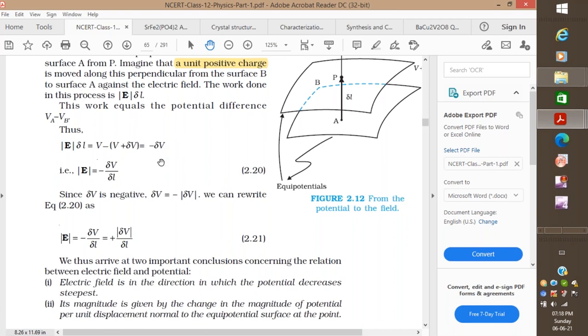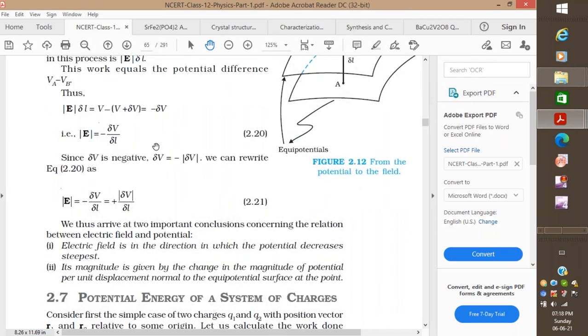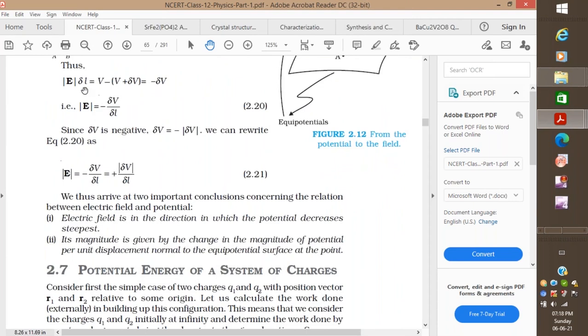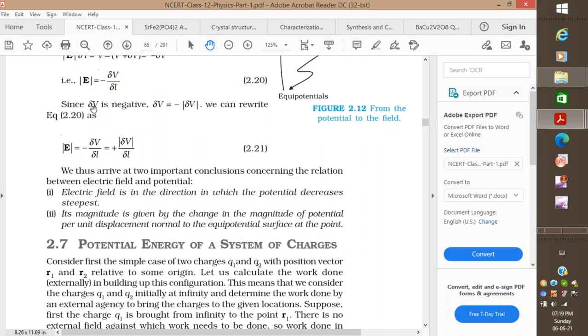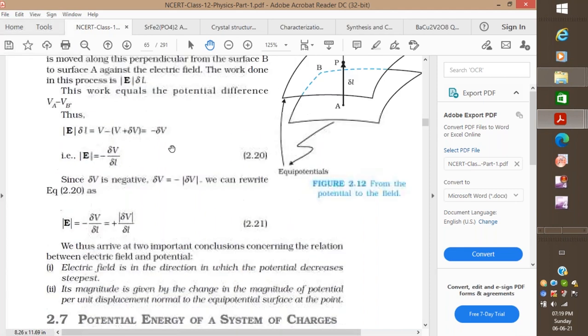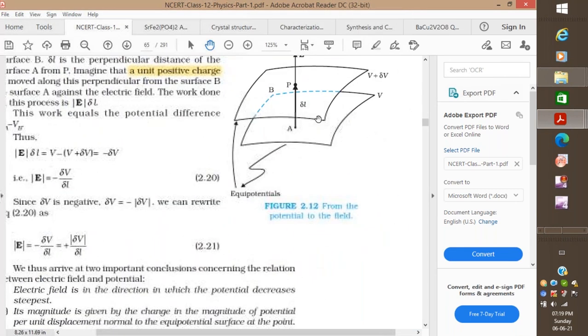Now look, if I want to calculate what is E, I can write minus del V by delta L. Okay, delta V by delta L. So from this equation to this equation, okay, this is the electric field. Now look, since this delta V is negative, why is it negative? Because see, this is the higher potential, this is actually lower potential, but I have taken the potential difference from there to there. Okay, so this is a negative sign.